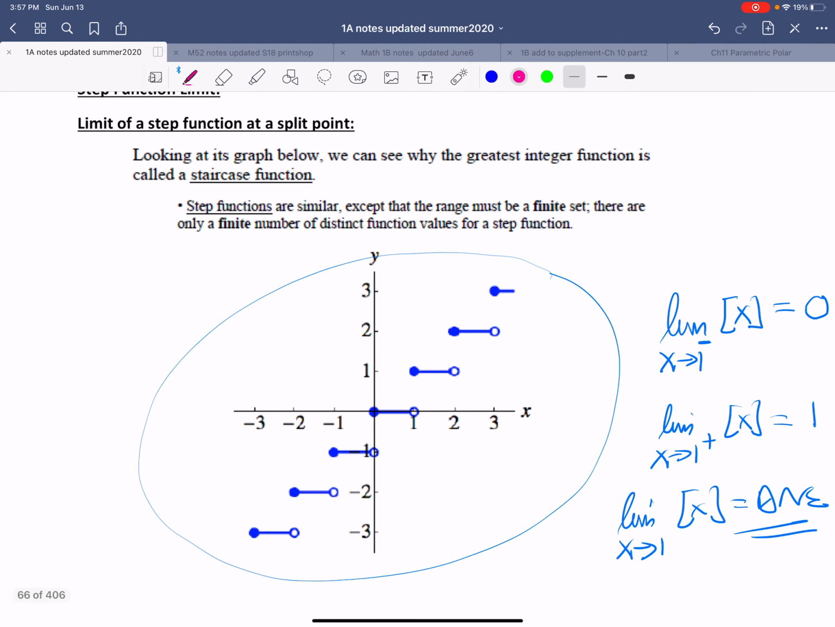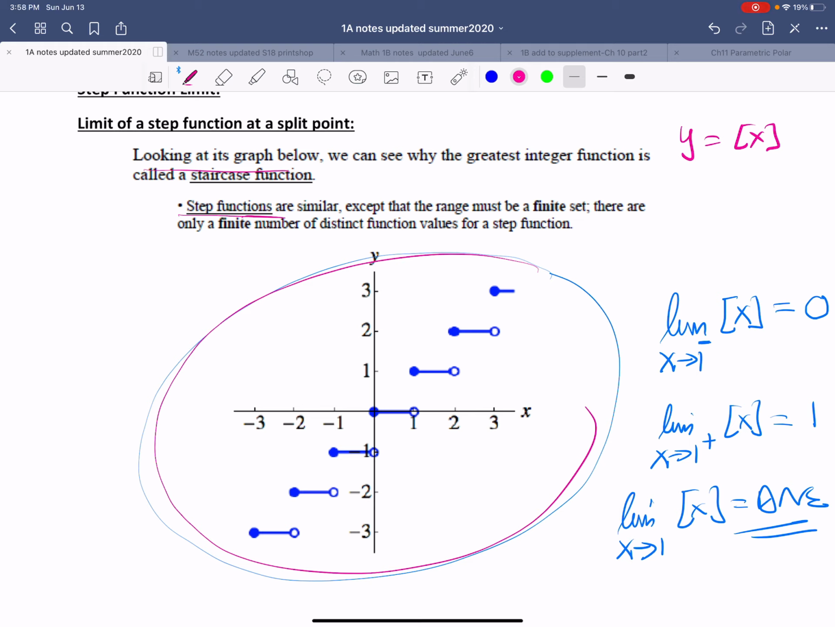Next, we're going to talk about the limit of a step function, a step function at a split point. What is the step function? The step function's graph looks like this. So it's y equals x with the brackets around. That's called the step function.